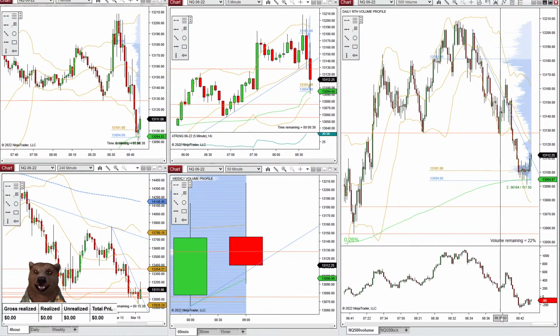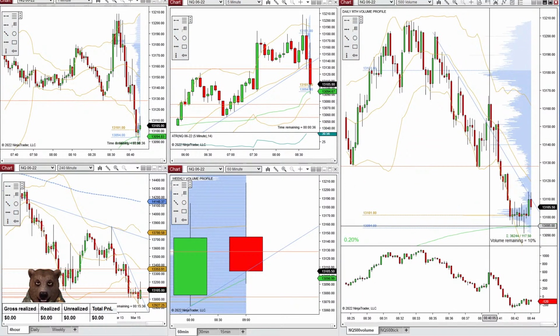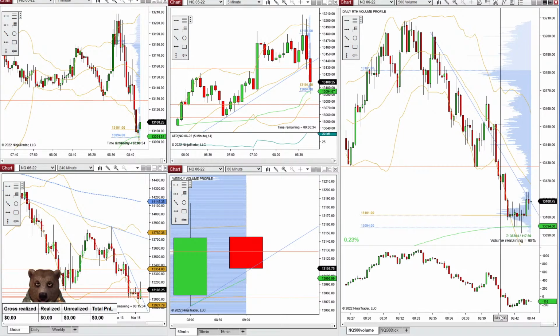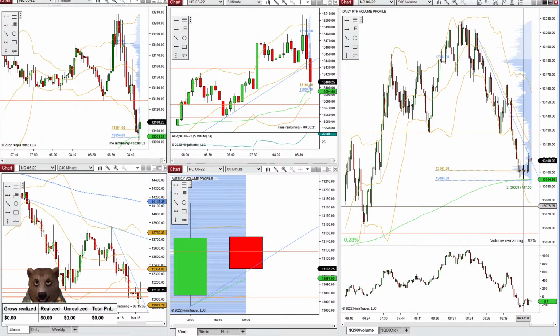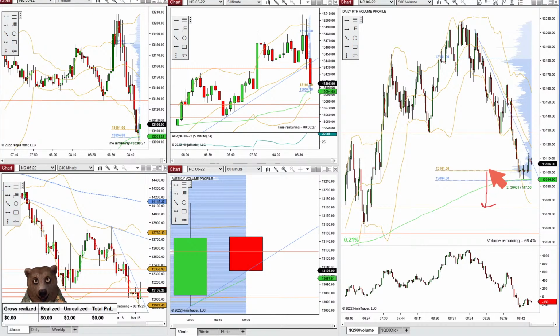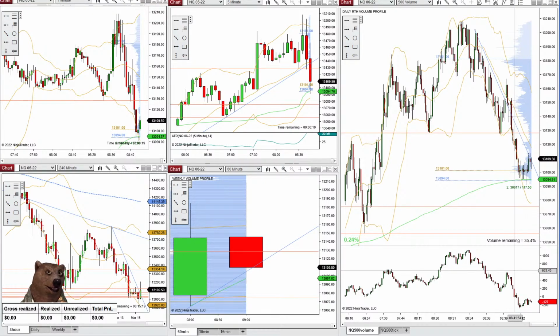Bouncing off of VWAP, I'm noticing point of control coming in down here. I'm wondering which way price is going to want to move on that. Are we going to want to move down away from this point of control, or is price going to want to come up? So, still sitting on our bear paws here.